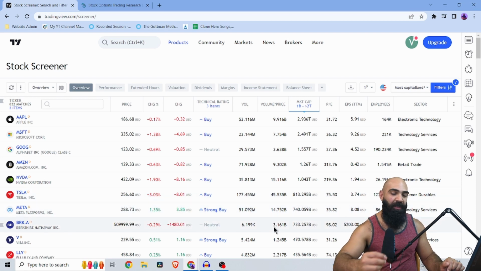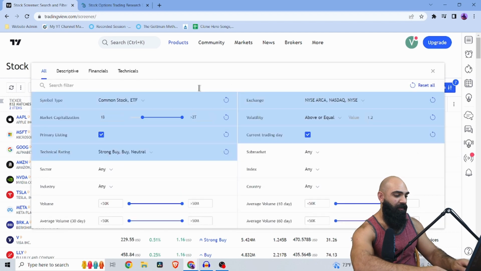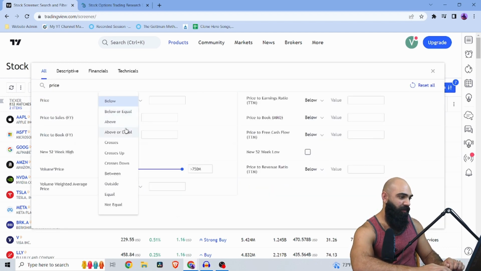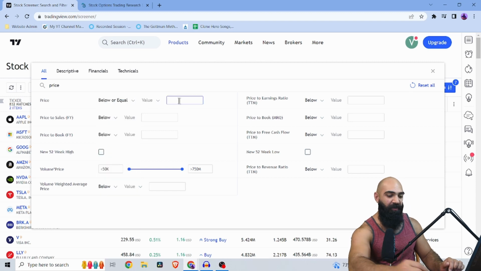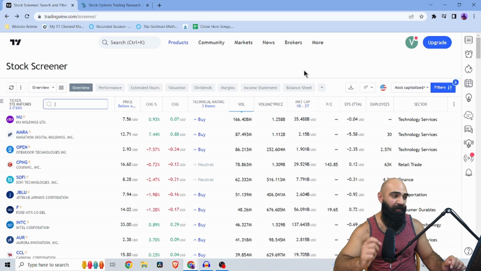Now you can make these more to your liking, right? If some of this is too expensive, like Meta, if you're going to want to wheel this, you're going to need around $28,000. So let's do price. We can do price below or equal to, let's say we have 10 grand, that's $100. So now I limited the stock price to $100. So that'd be $10,000 because you need 100 shares for a contract, right? If you're going to wheel.